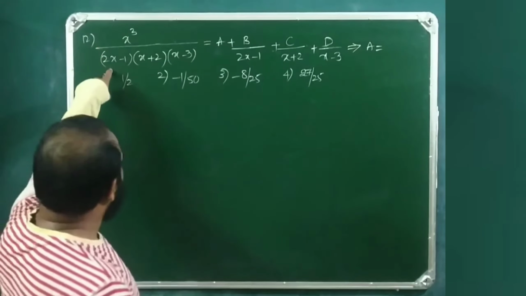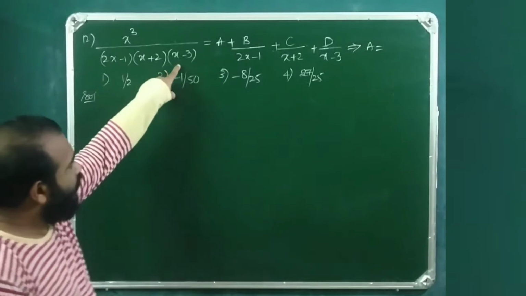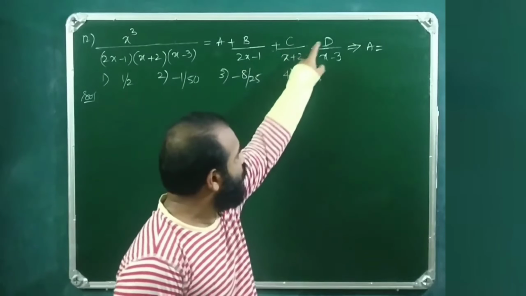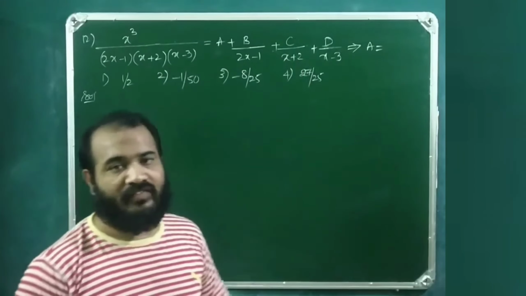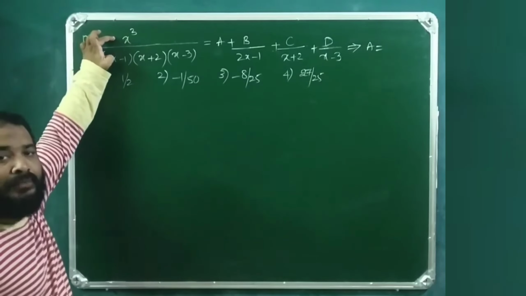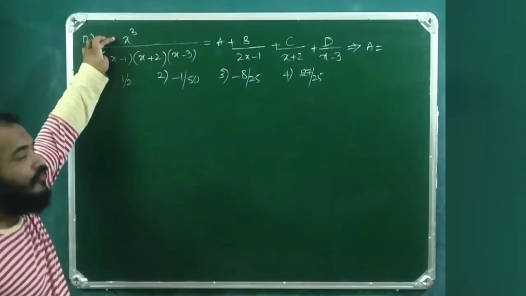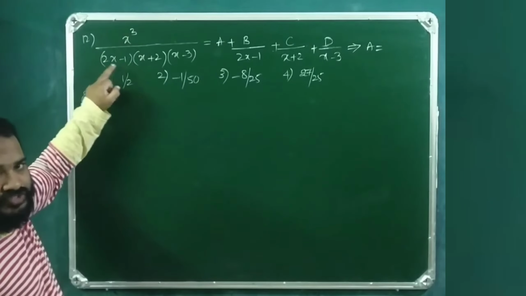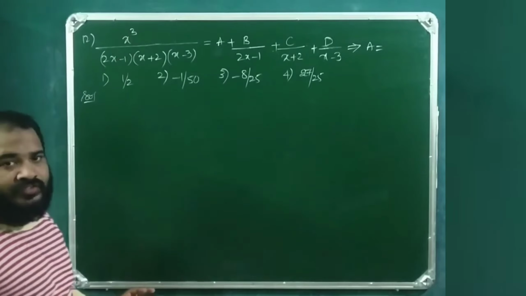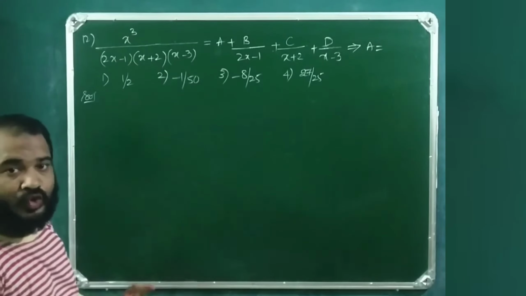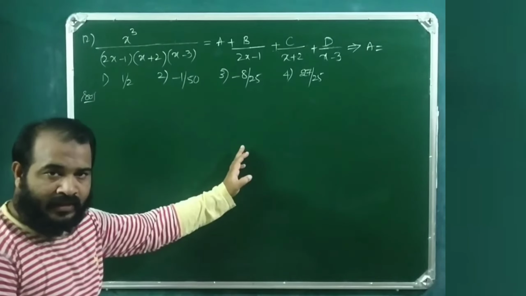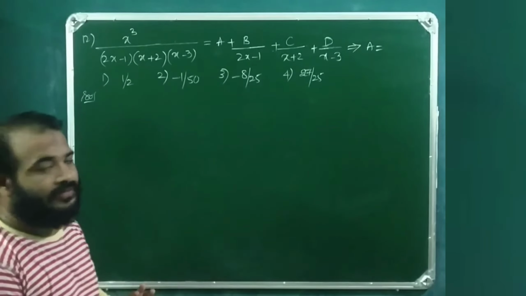x cube by (2x minus 1) into (x plus 2) into (x minus 3) is equal to a plus b by 2x minus 1 plus c by x plus 2 plus d by x minus 3. Then a is equal to... Here the fraction is an improper fraction, with the degree of f of x and degree of g of x, which is the denominator, being the same. So according to the division algorithm, f of x by g of x is equal to k plus r of x, the remainder by the divisor.